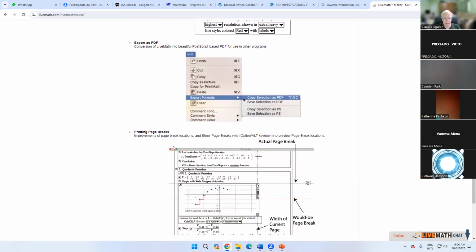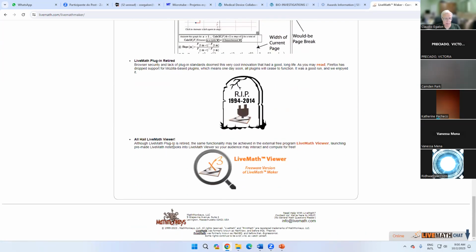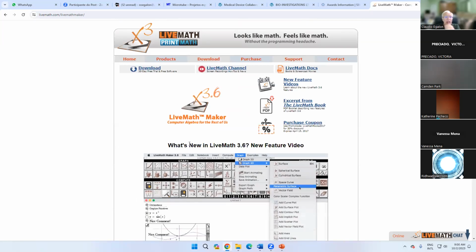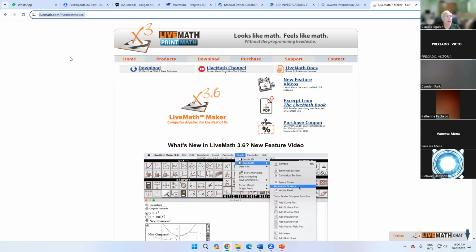Unfortunately, I cannot show you that here on my computer because I uninstalled Live Math and didn't reinstall it when I formatted my hard drive. That's livemath.com. Live Math Maker is the name of the product. And download. Let's see, there's a free trial. And we also have Mathematica.